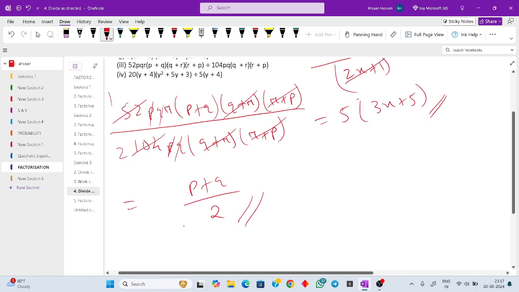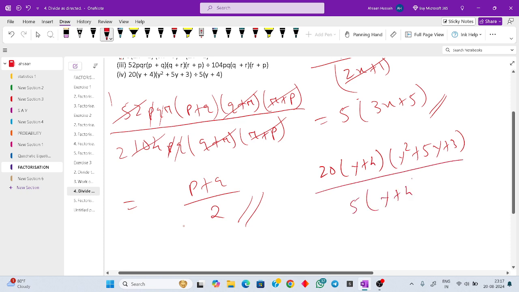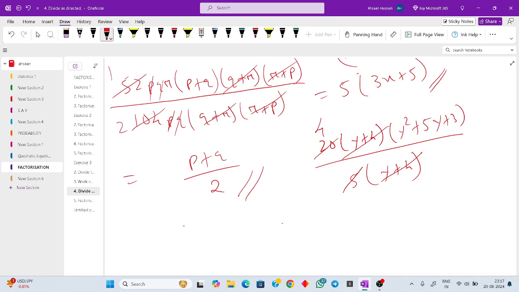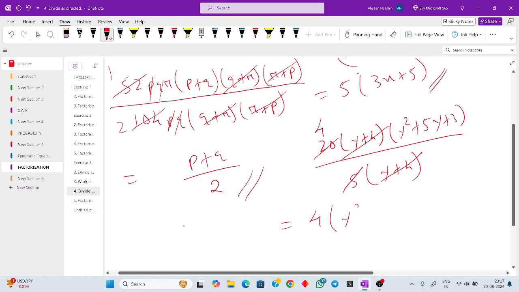Last question is 20(y plus 4)(y squared plus 5y plus 3) divided by 5(y plus 4). So you can cancel 5 and 20. Also, this y plus 4 and y plus 4. Now what is left? 4(y squared plus 5y plus 3).